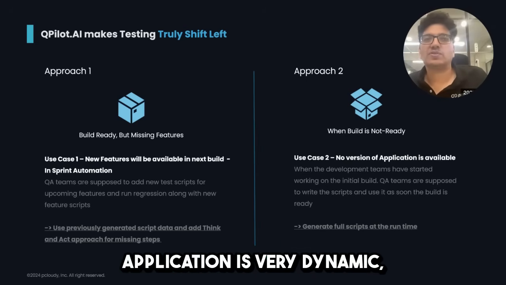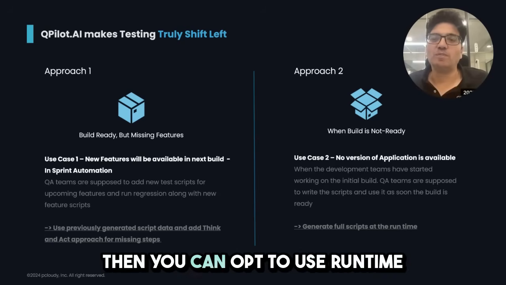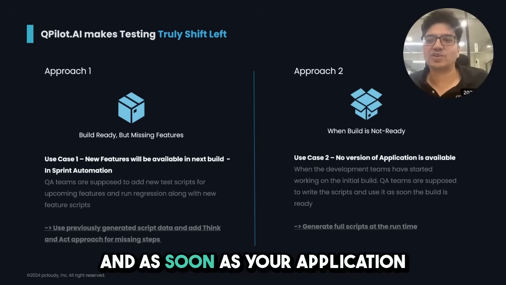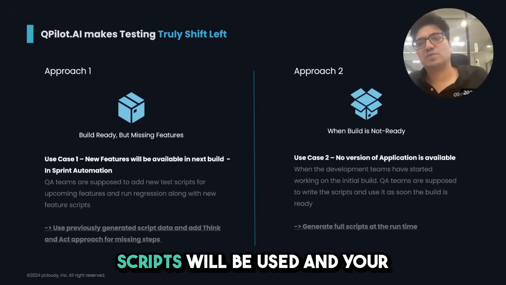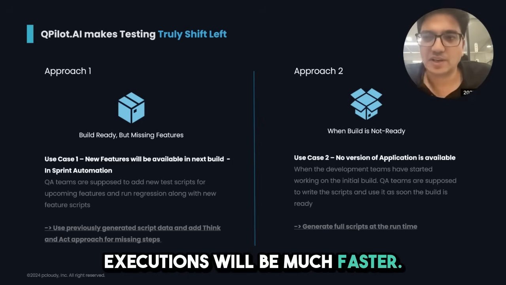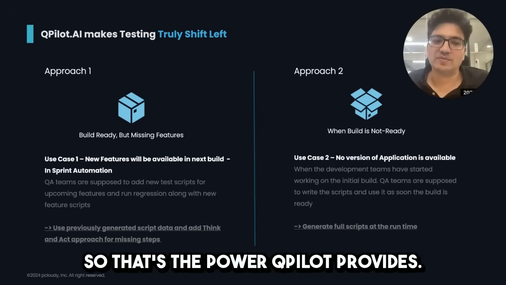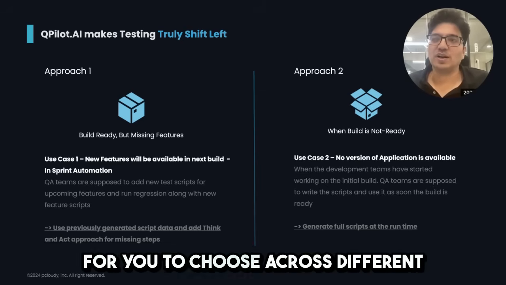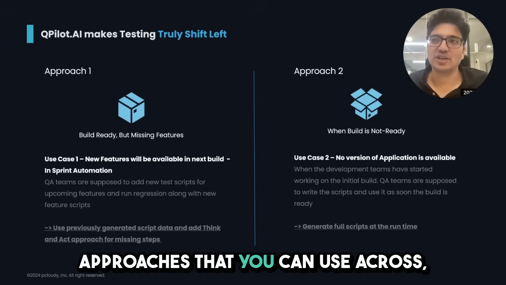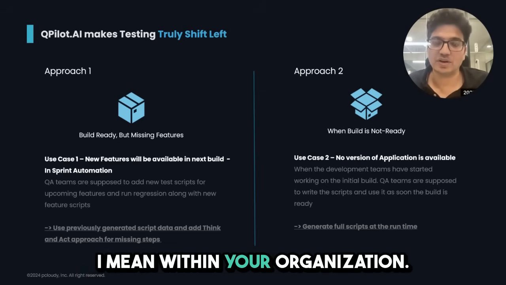But if your application is very dynamic, going through a lot of changes, then you can opt to use runtime generation till your application is stable. And as soon as your application is stable, you can always switch back to your standard generation, where your pre-generated scripts will be used and your executions will be much faster. So that's the power QPilot provides, with so much flexibility for you to choose across different approaches that you can use within your organization.